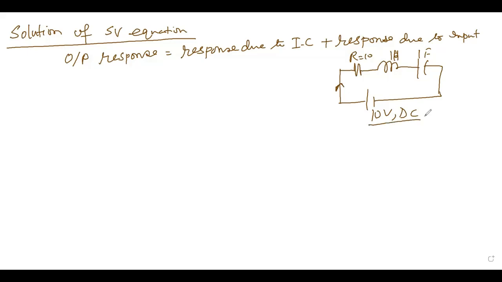That is the input. Now, if the inductor is initially magnetized, or the capacitor is initially charged, the current response will be different. So in that case, how to proceed? We'll first analyze the initial conditions, and then add the excitation. That means the total response is the response due to initial condition plus the response due to input.